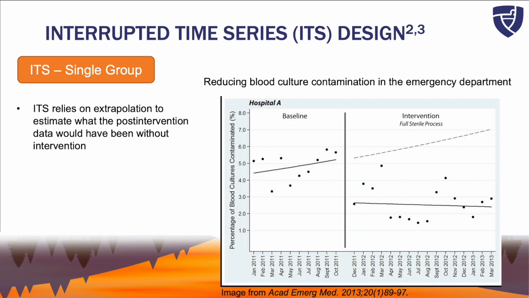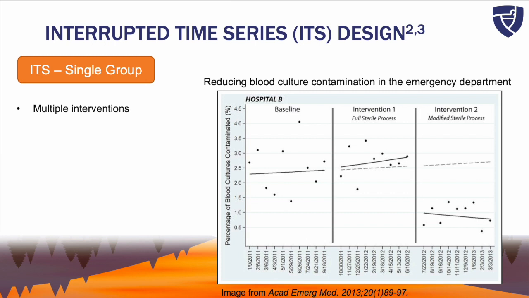Interrupted time series also relies on extrapolation to estimate what the post-intervention data would have been without the intervention. This helps to determine the impact or the difference that the intervention had on the outcome in question. As you can see in the figure on the right, the extrapolation is a continuation of the trend line at baseline and is shown via the dashed line. The difference between the outcome line post-intervention, shown by the solid line, and the extrapolated line shows the perceived impact of the intervention.